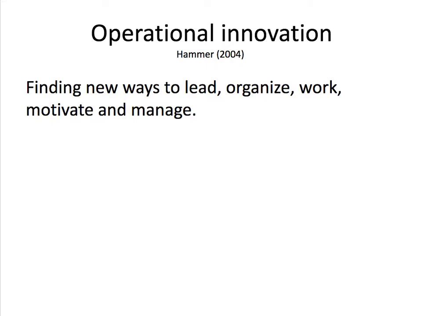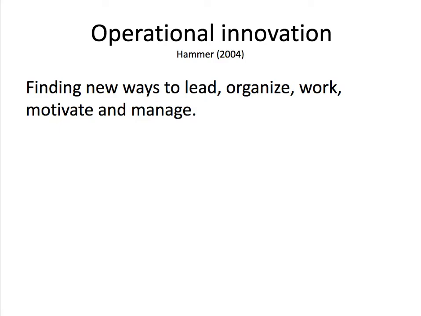But Michael Hammer suggests we can think about innovation in terms of operations as well. So think not just about what organisations produce, but also how they work. And Hammer says this is key for many organisations. It's about being innovative, not just developing interventions to solve problems, but being innovative in the ways that you lead, you organise, you structure, you develop cultures, you work, you motivate, and you manage. So this is operational innovation.